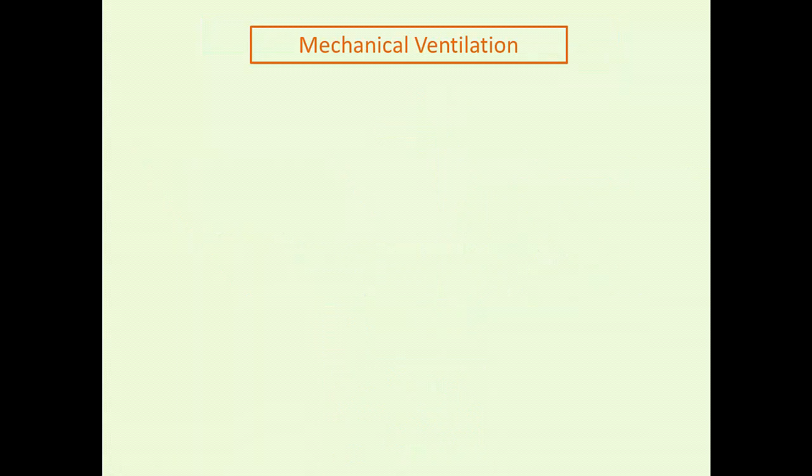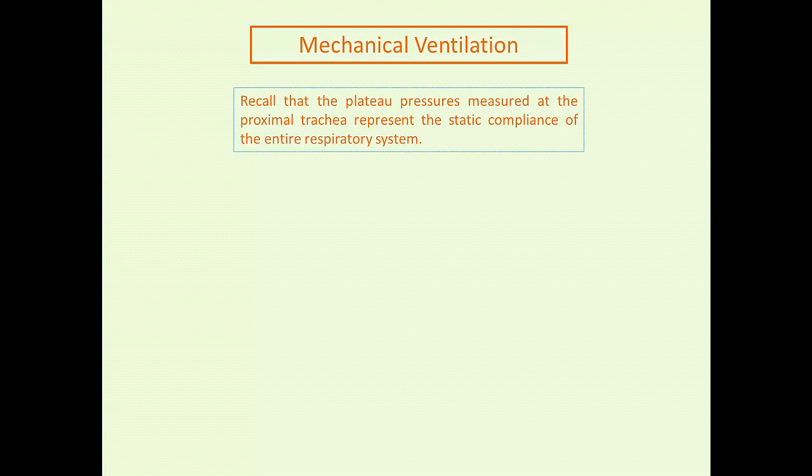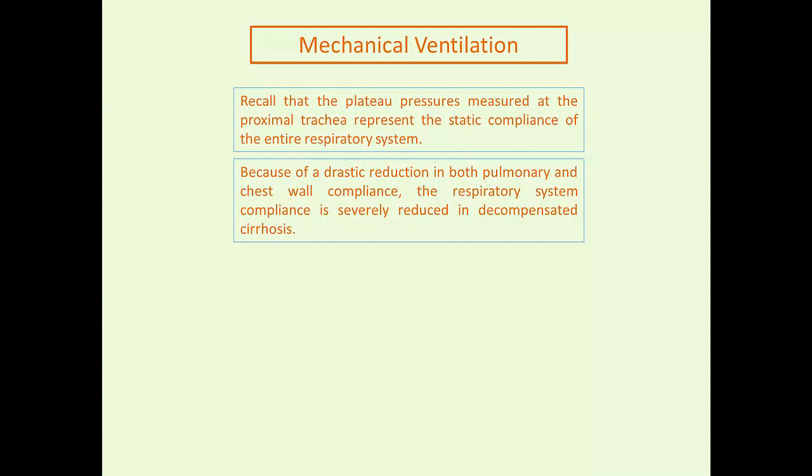So now moving on to mechanical ventilation of the cirrhotic patient. Again, we'll run through the Campbell analysis. I call this the modified Campbell analysis because the x-axis refers to both intrathoracic or pleural pressure and airway pressure, depending on which curve you're looking at. Recall that the plateau pressure is measured at the proximal trachea, and that represents the static compliance of the entire respiratory system, the respiratory system being the lungs and chest wall together.